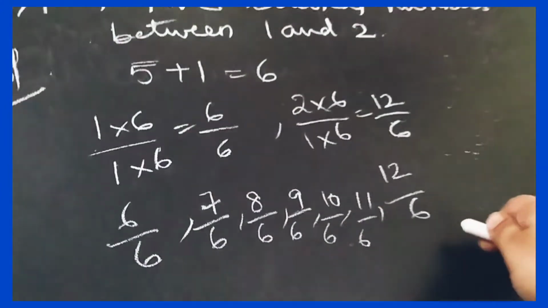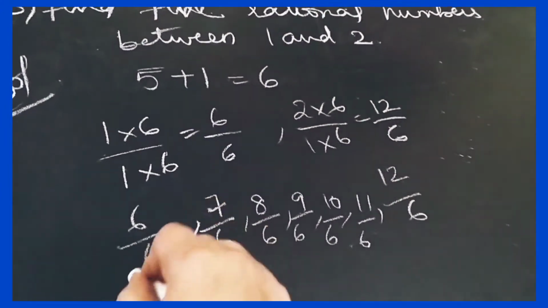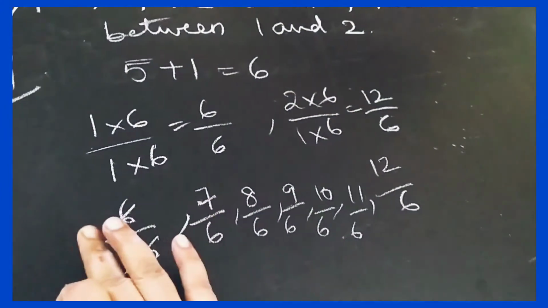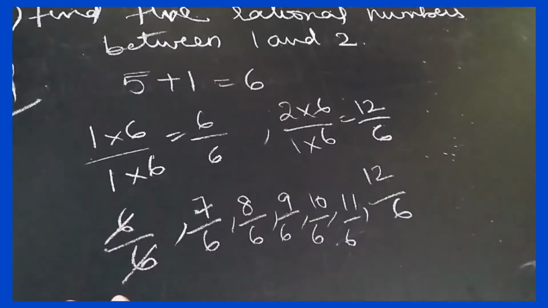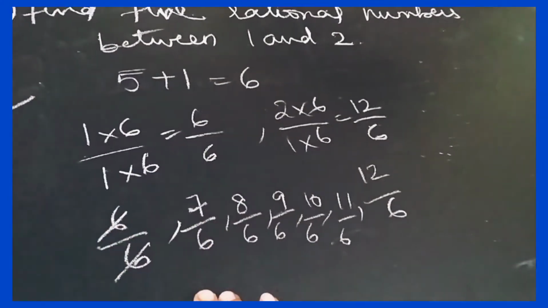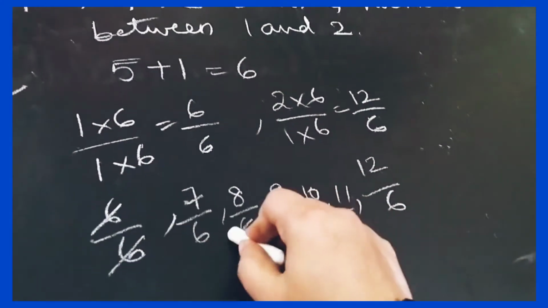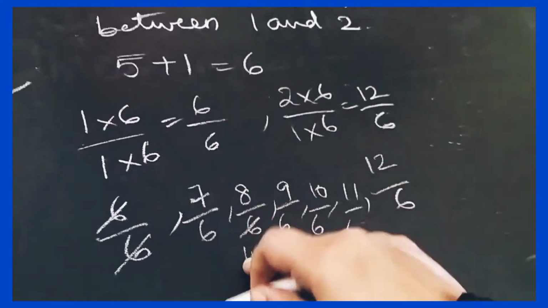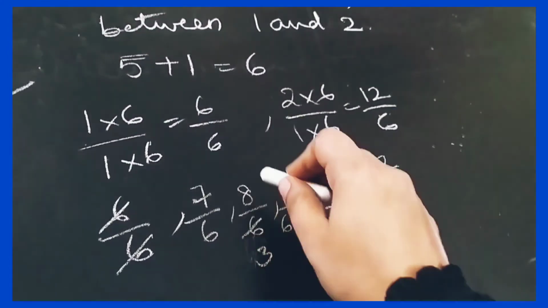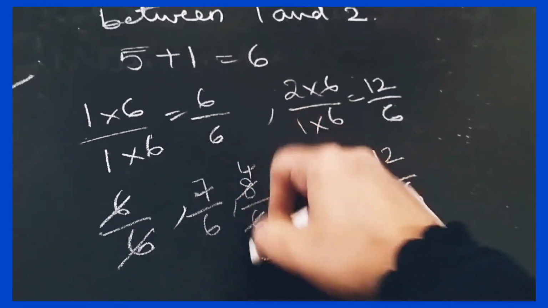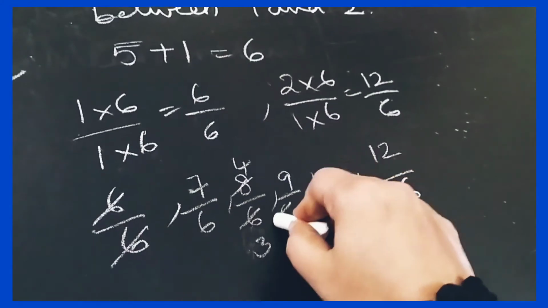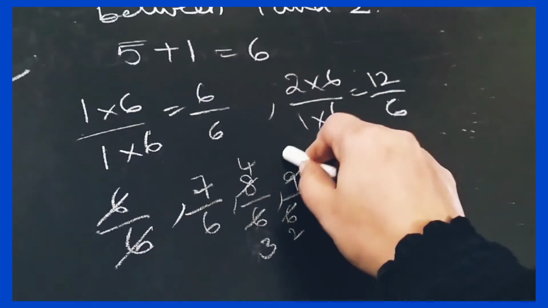Okay, so if we cancel this 6, what is the answer here? 1 is the answer here. Okay, so the second rational number is 7 by 6. We can cancel this also. 2 4s are 8, 2 3s are 6, 2 4s are 8. It is 4 by 3. 3 2s are 6, 3 3s are 9. It is 3 by 2.